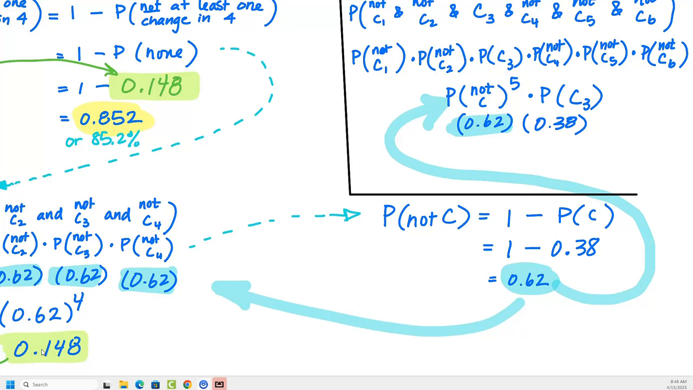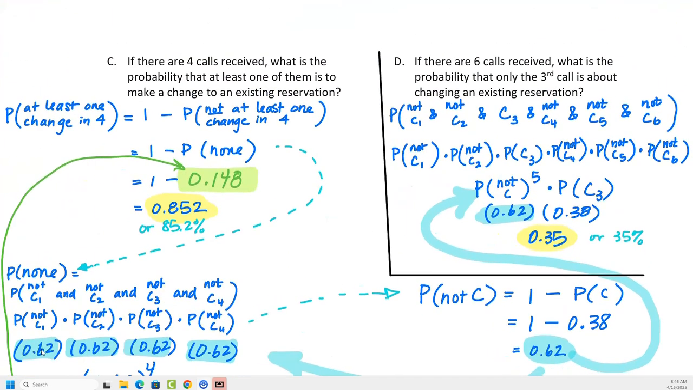And when I multiply those on my calculator, I get 0.35. Right? Or that's a 35% chance that the third call will be about changing a reservation while the other 5 will not. Okay, how are we doing there? Are we good with that one? Okay. Let's go to the next exploration.